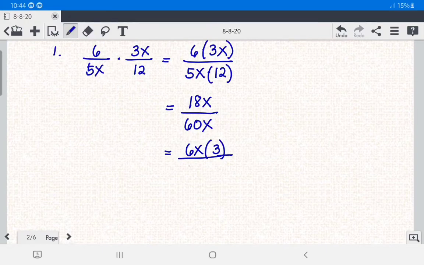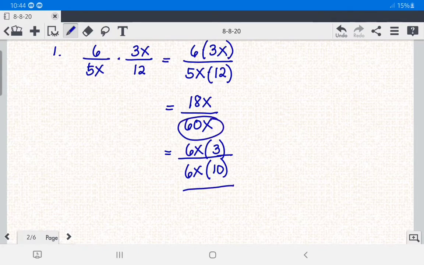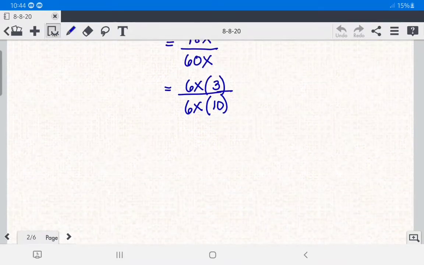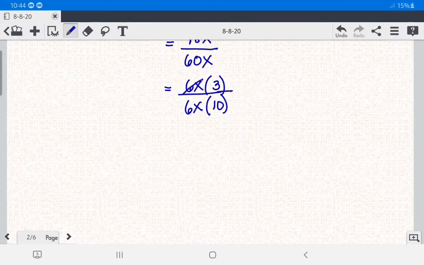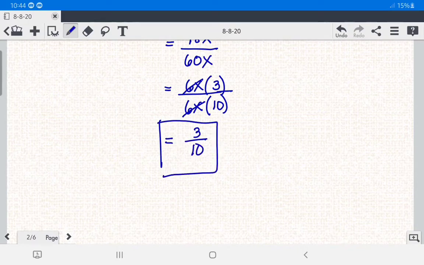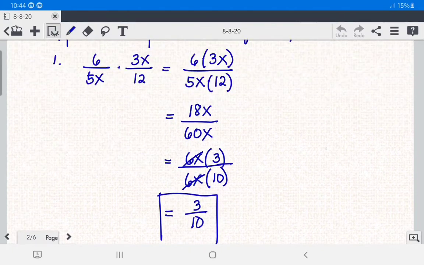Then for the denominator, we all know that the common factor is 6x. Then the other factor is 10, because if you multiply 6x times 10, that is 60x, right? Then after that, we're going to cancel 6x. Then we have now 3 over 10 as our answer. So that's it for number 1.